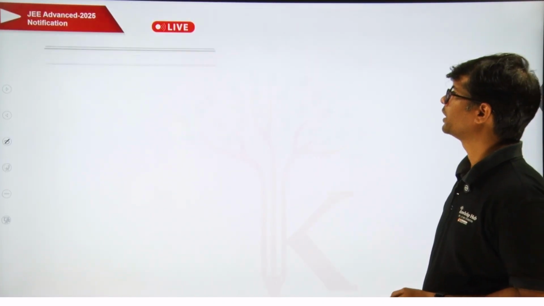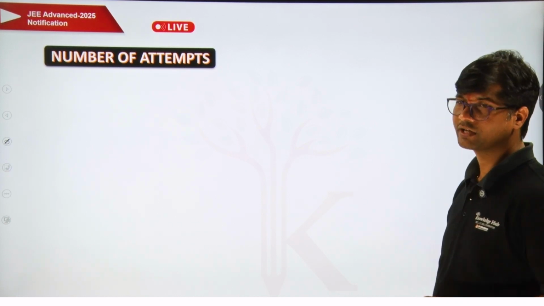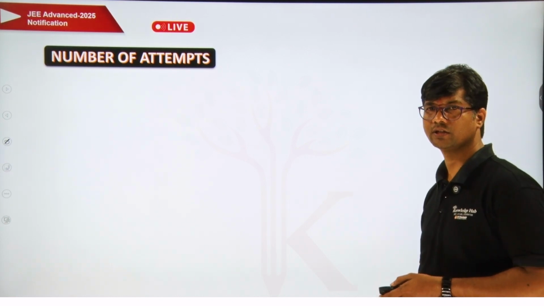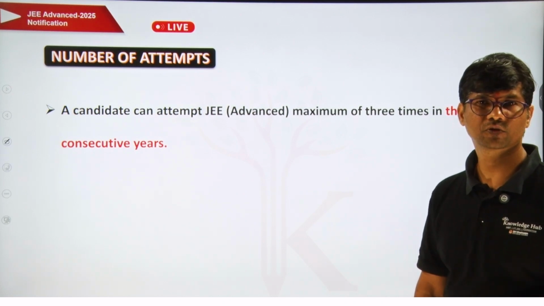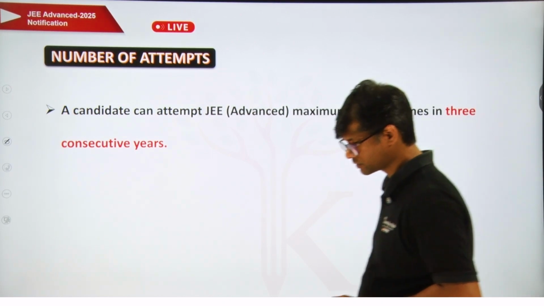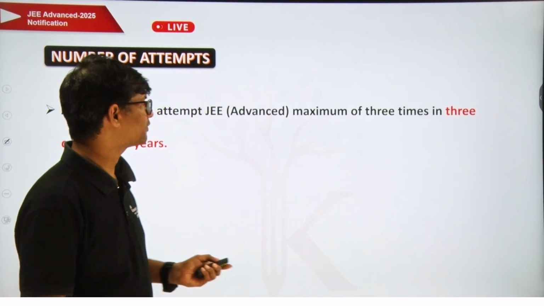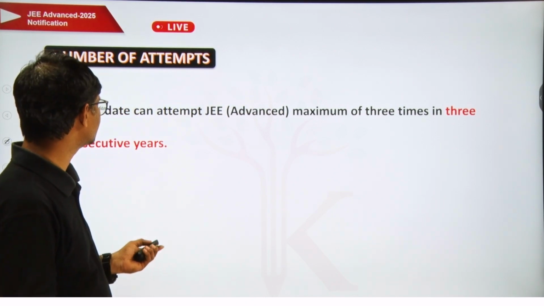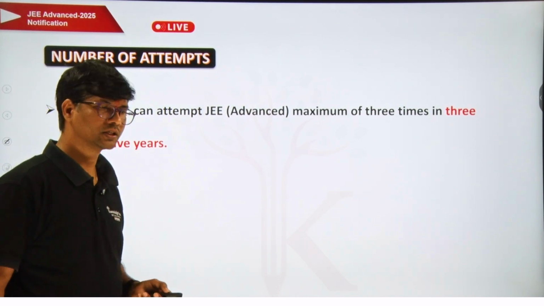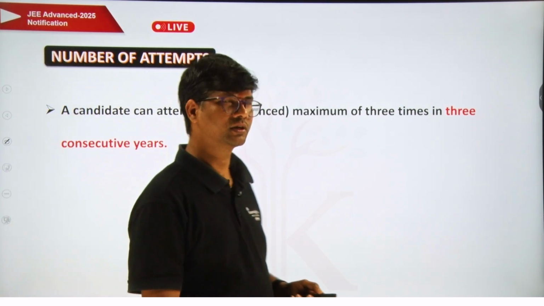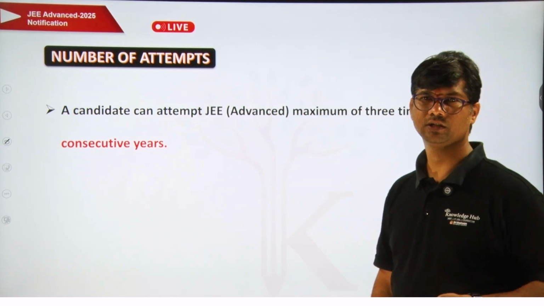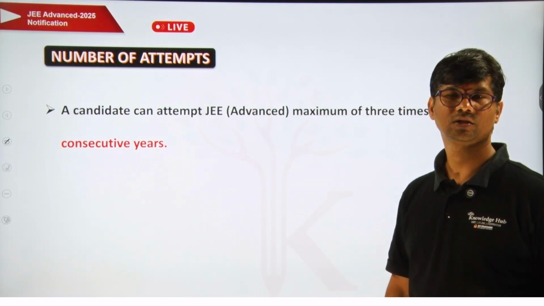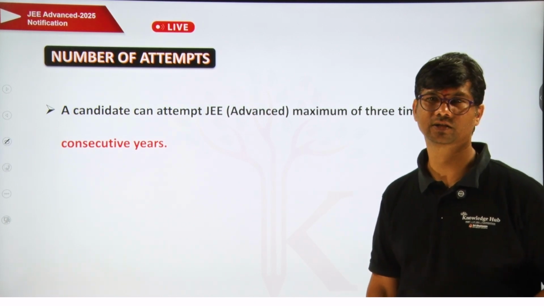And the next criteria is the number of attempts. This is one of the major changes they made this year. Till last year it was 2 attempts only, but from this year onwards, the student can appear 3 times, in 3 consecutive years. Suppose the student wrote the exam in 2023, and did not crack it. In 2024, he did not crack it.